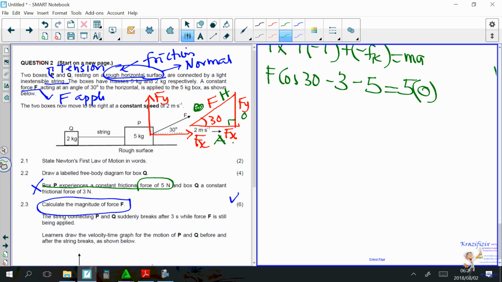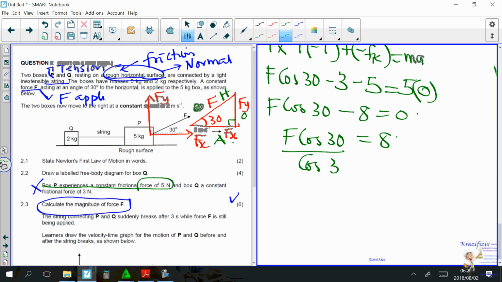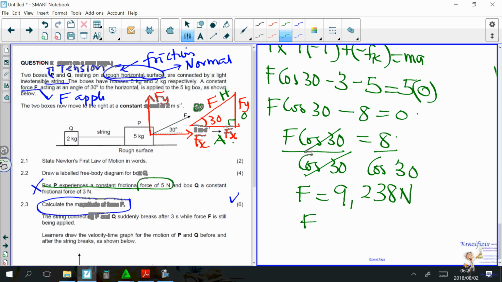Let's solve this together now. What are we going to have? F cos 30 minus 8 equals 0. F cos 30 equals 8. Divide both sides by cos 30. Let's try to reduce the calculator usage. Now, if you do this on your calculator, you would be getting 9.238 newtons. But we must round to 2 decimal places, which gives us 9.24. And then you have your marks.